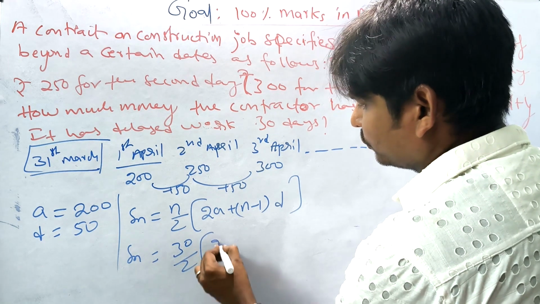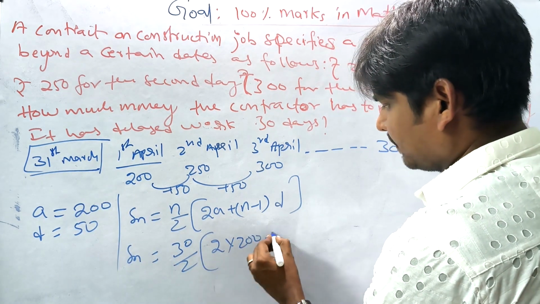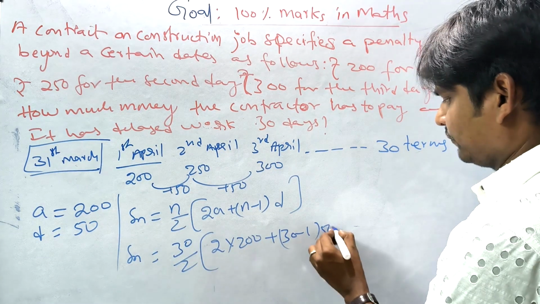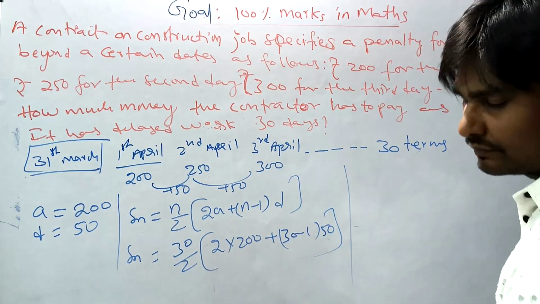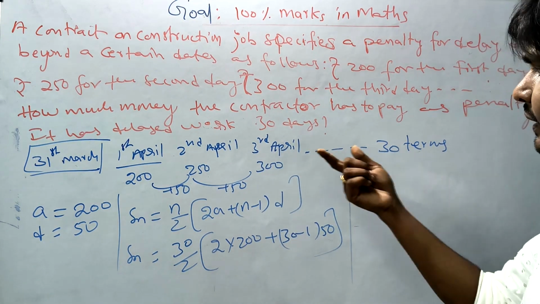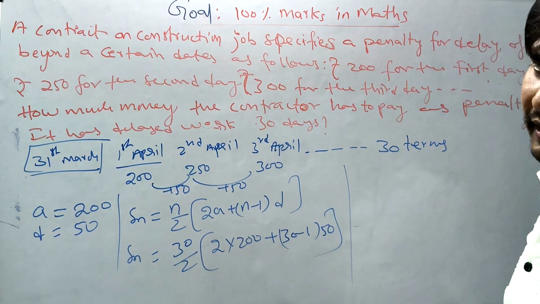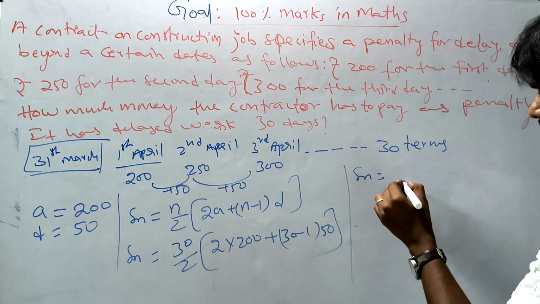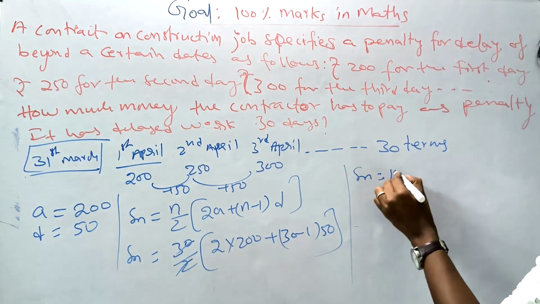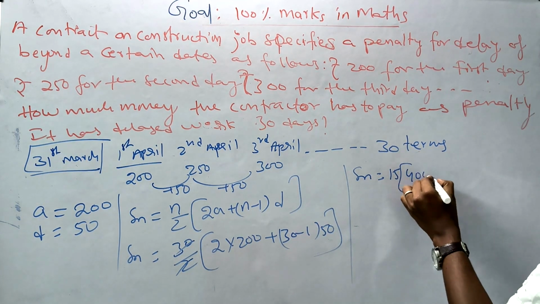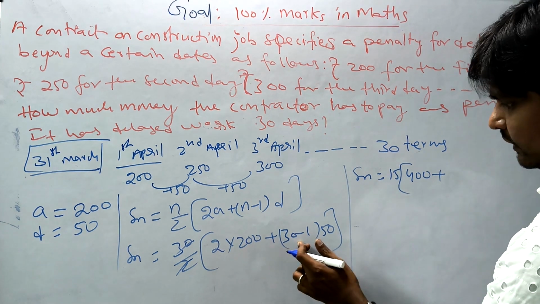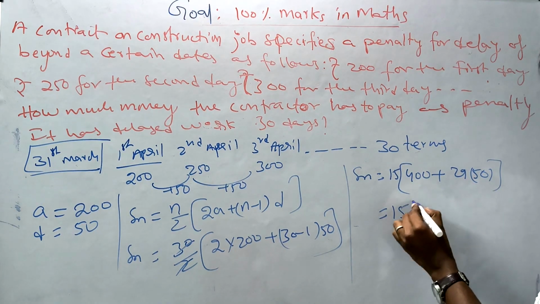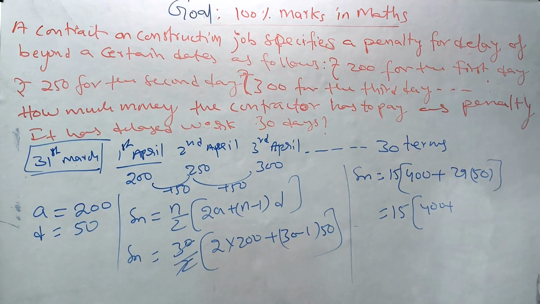30 by 2 into 2 into a, which is given as 200, plus n minus 1, 30 minus 1 here, into d, which is 50. If you solve this, you will get the sum of the terms of this penalty, in terms of rupees. Now see, Sn is equal to 30 by 2, which is 15, correct? Now into 2 into 200, 400, plus 30 minus 1, 29, into 50.